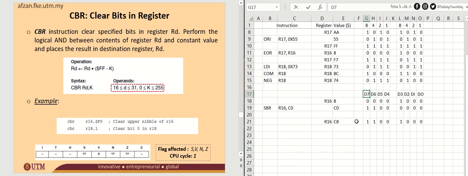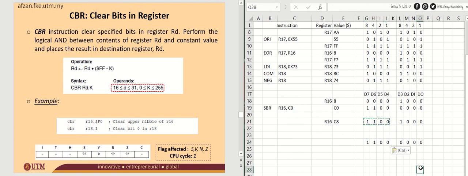Now this is my R16. When I convert C8 to binary, this is my binary number. Now I want to clear bit 3 in R16. My expected output is that I want to make bit 3 zero, while the other bits remain. This bit remains, and this bit also has the same value.